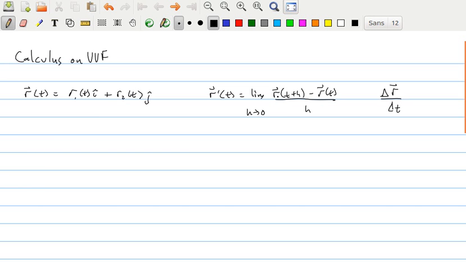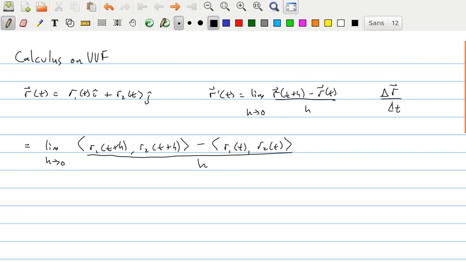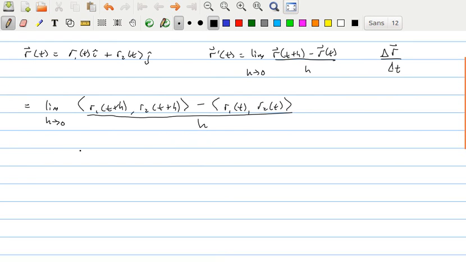So if we were to write out what this means, well, let's put in our definition of r. So this is the limit as h goes to 0 of r1 of t plus h, r2 of t plus h, minus r1 of t, r2 of t. Right, we're just writing out the components of the first vector r of t plus h and the second vector r of t. Now we can combine those components together. We can add the x components and add the y components.